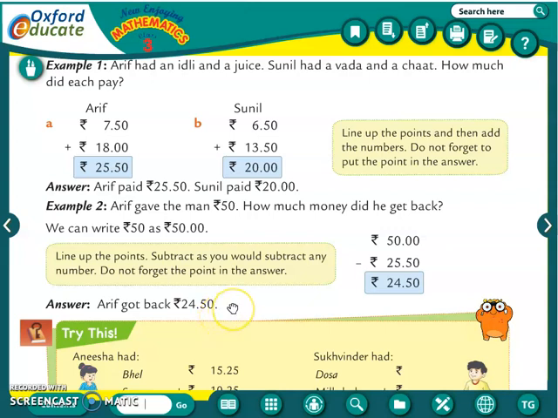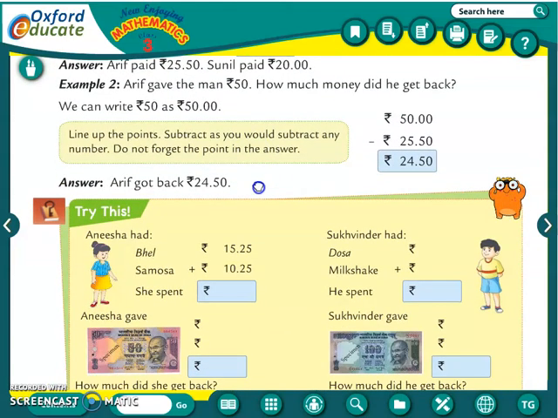Okay, so like this addition and subtraction is not new for all of you, but whenever we are doing the addition or the subtraction of money, at that time we have to write the rupees sign before the number, and we have to keep a dot between two numbers, because the dot differentiates between rupees and paisa. And now here it is given, try this.